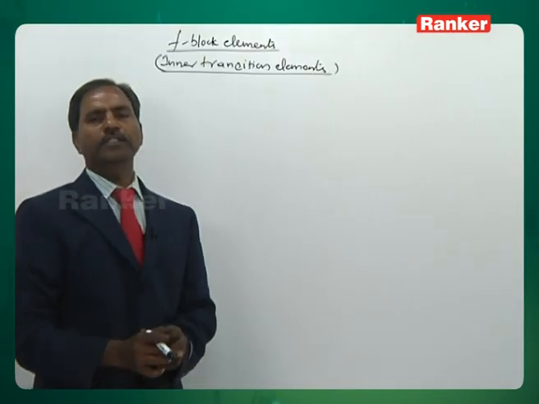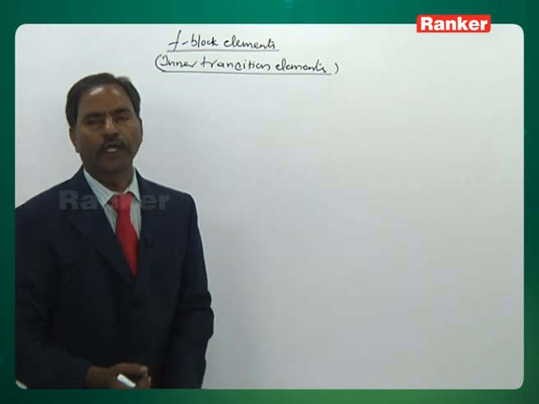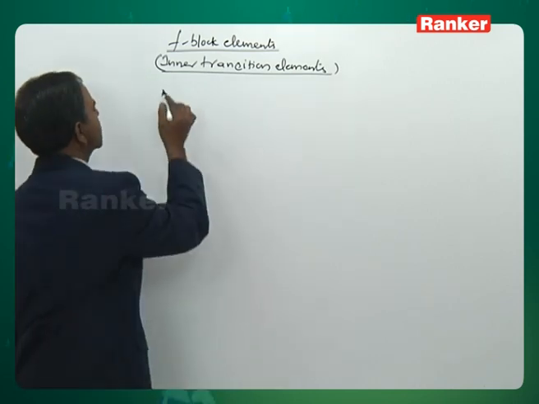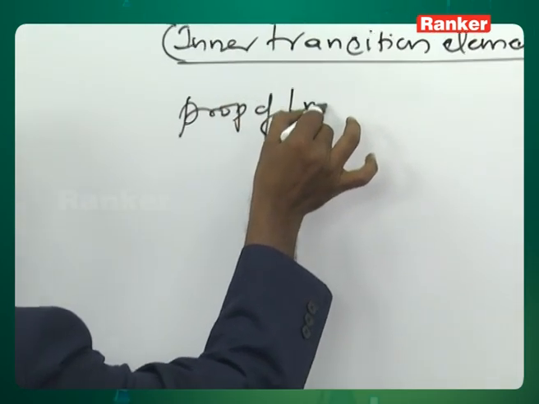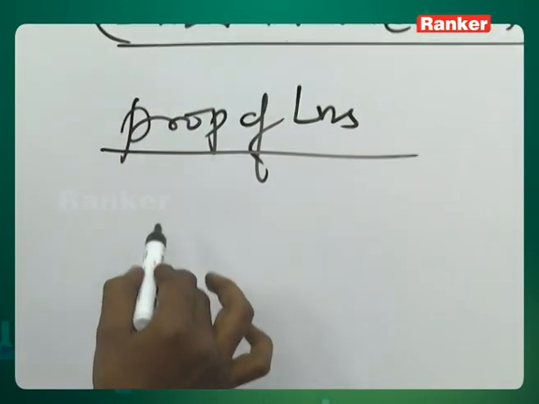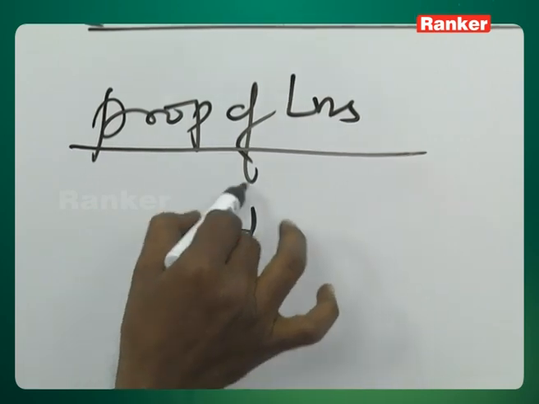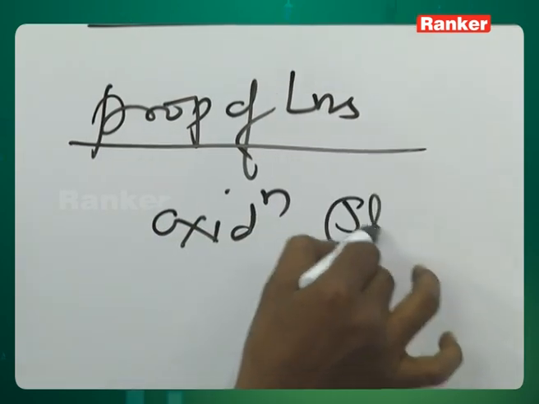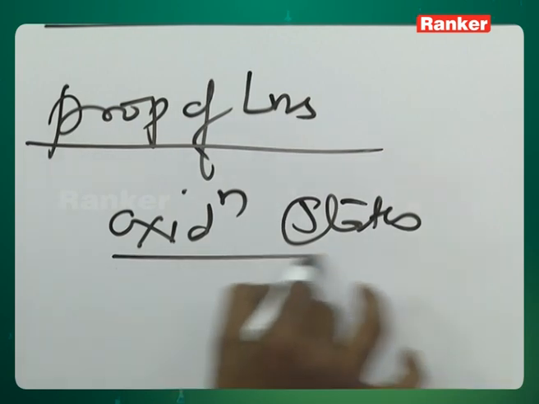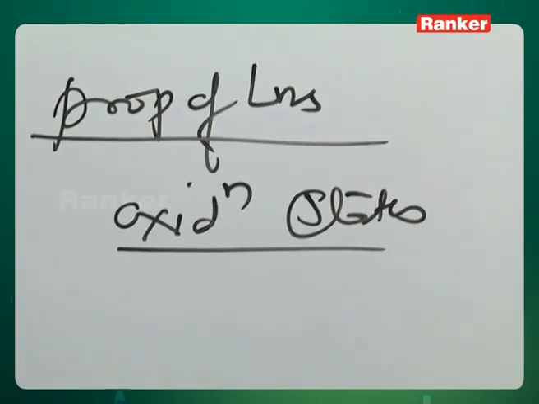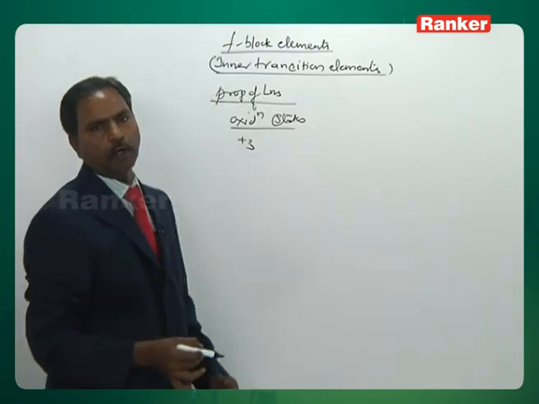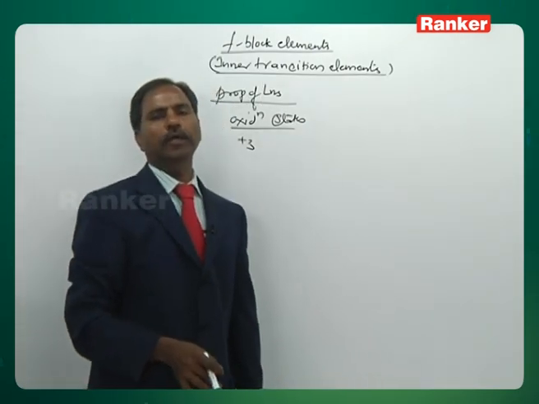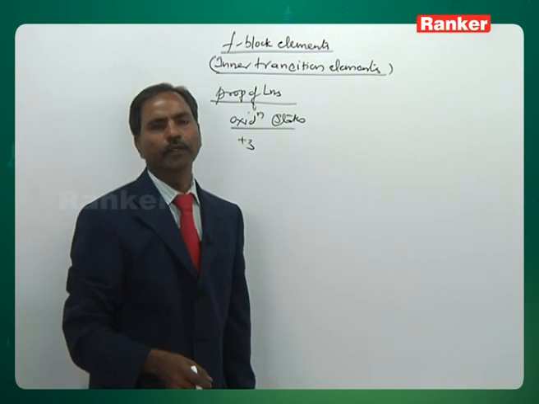Now let us discuss the properties of lanthanides. Let us discuss the first property, the oxidation states of lanthanides. The common and stable oxidation state of lanthanides is +3.